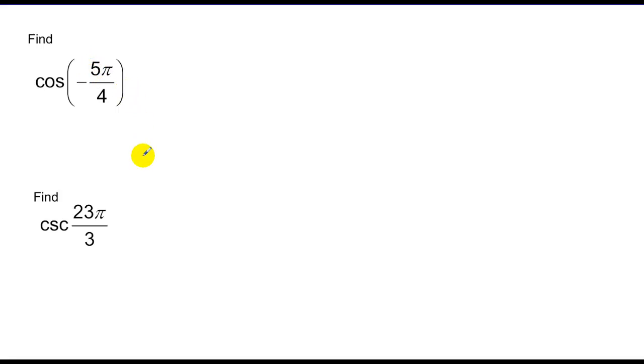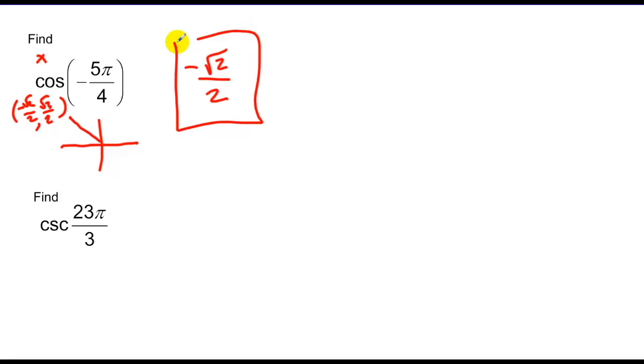Tangent of negative 5 pi over 4. Got to figure out where that is. So negative 5 pi over 4 is a little more than negative 1. I'm right here. My x and y values are negative root 2 over 2 and root 2 over 2. I need my cosine, which is my x value, which is negative root 2 over 2.